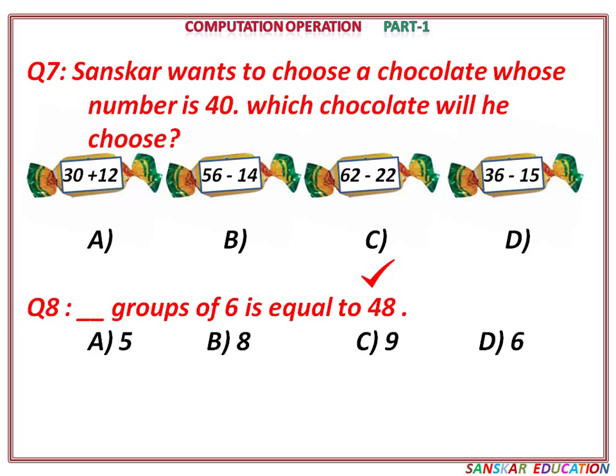Dash groups of 6 is equal to 48. Options are 5, 8, 9, 6. Correct answer is option B.